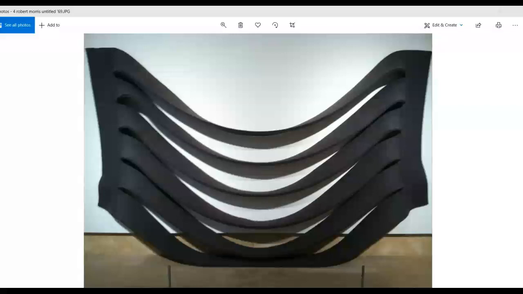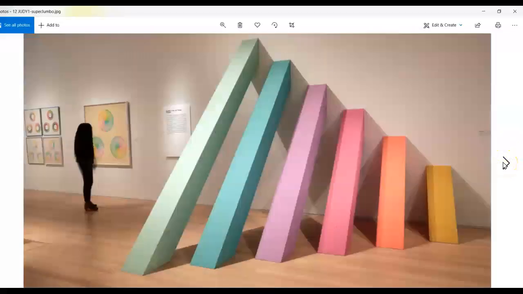I read somewhere that Robert Morris, who's the artist here, that these have something to do with the weight of skin, but I don't know, take an art history class. All righty, let's get going here.